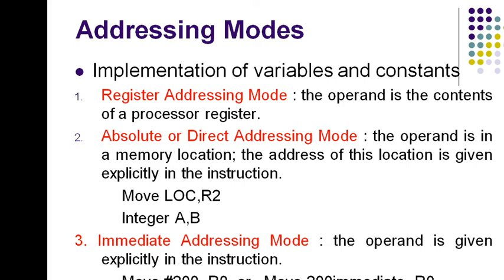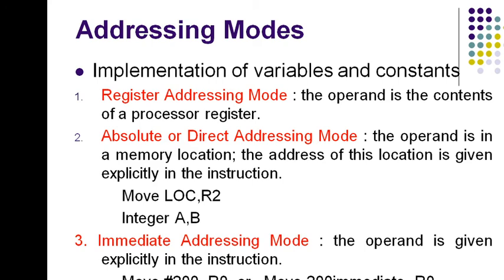Here the operand is given explicitly in the instruction. For example, you can see the instruction Move 200 (subscript immediate), R0. This places the value 200 in register R0. Clearly the immediate mode is used only to specify the value of the source operand.